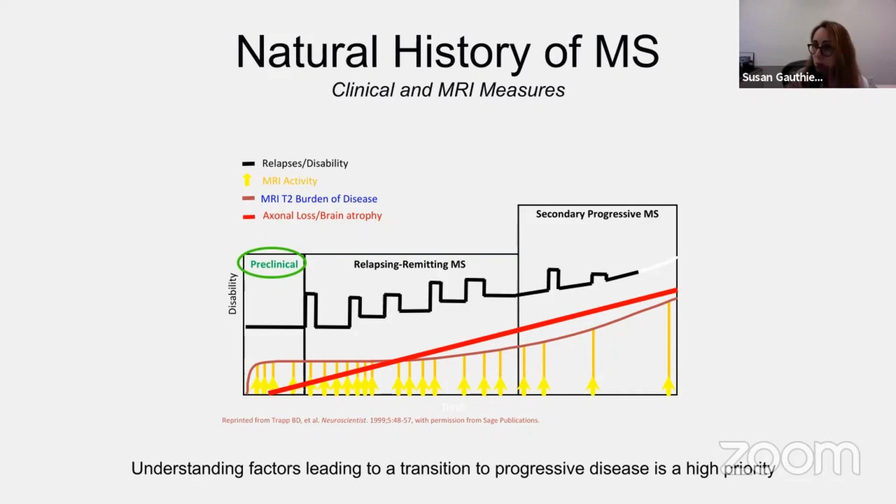So why do people transition? We want to obviously prevent that transition. And once they're in progressive disease, if they've gone there, we want to be able to treat it. So if we understand why people are transitioning, maybe we can therapeutically target it.